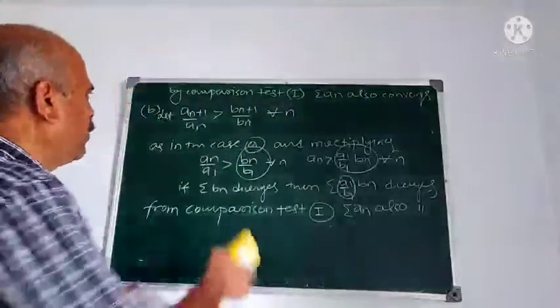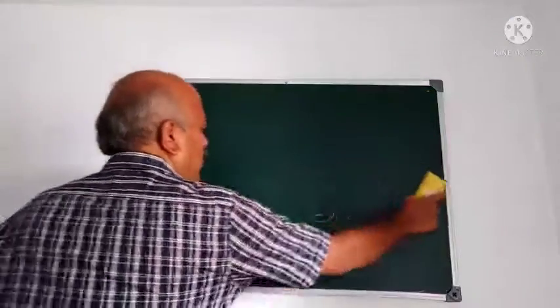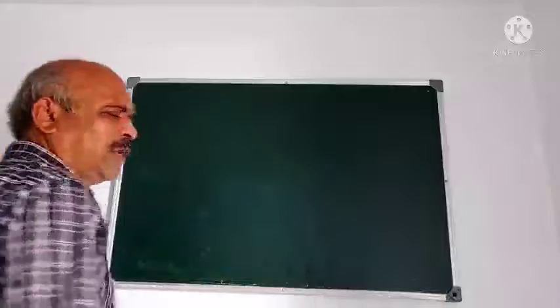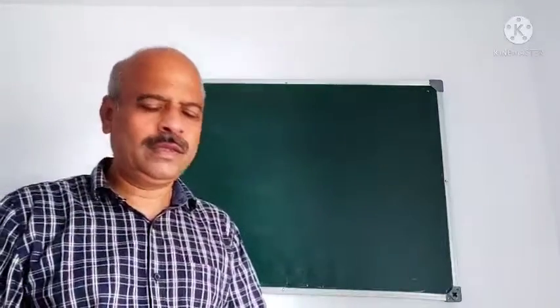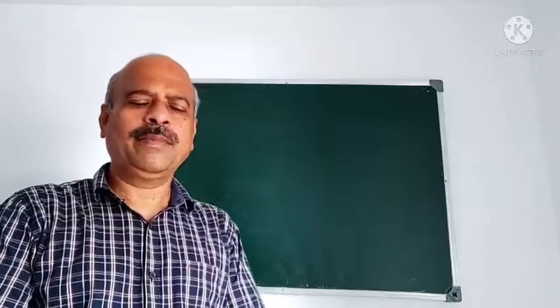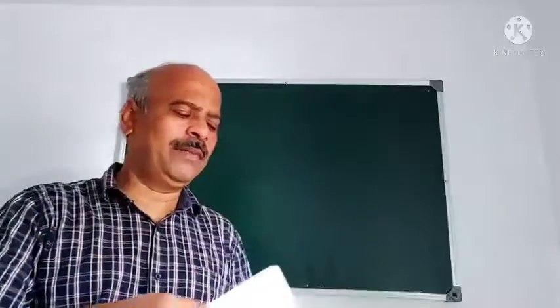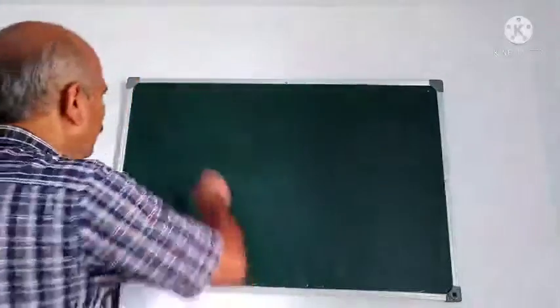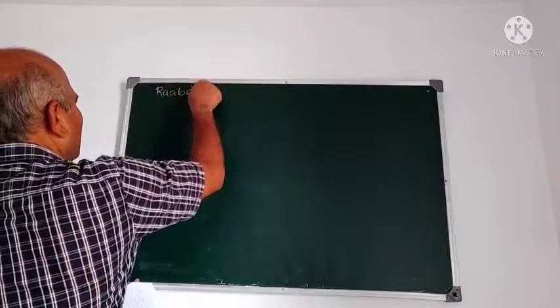This is comparison test 3. Go through the proof again. We have used the comparison test 1 here. And this is used to prove Raabe's test. See, the test is like this. What is Raabe's test? It is also a ratio test. It is Raabe's test.